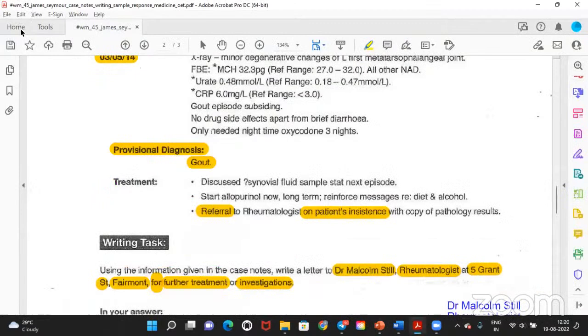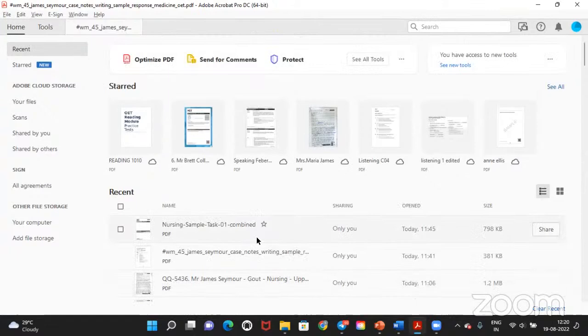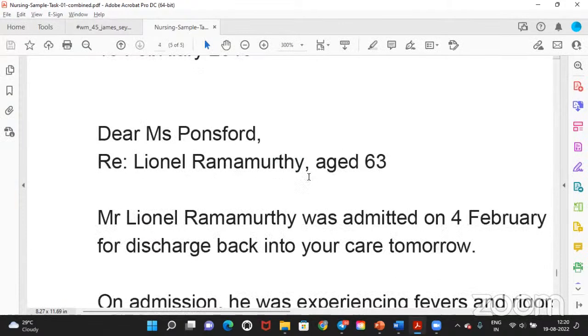Somebody told me every time you take Mr. Lionel Ramamurthy, is he your uncle or what? Yeah. So fine. Mr. Lionel Ramamurthy.